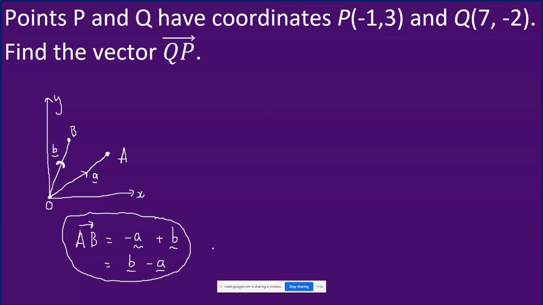Right, okay, so let's have a look at how it works in practice with P and Q here. These are all relative to the origin. So if I'm going from the origin O to P, how would we get there? We go minus 1 across and 3 up. How would we get from O to Q? Well, that's 7 across and 2 down.